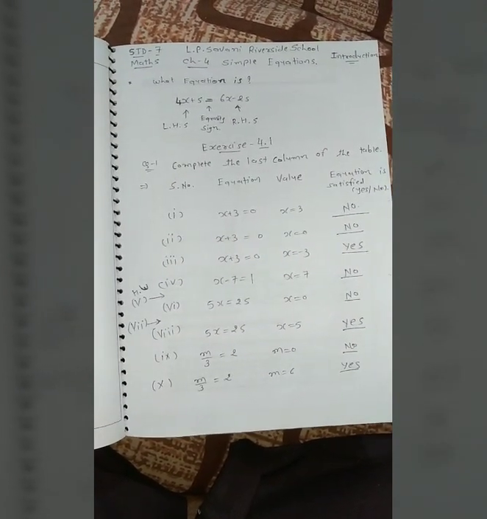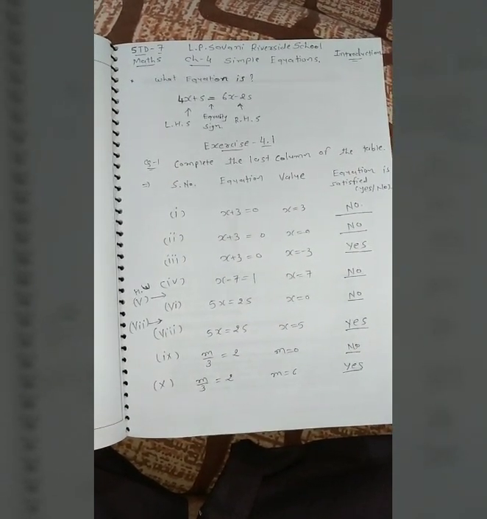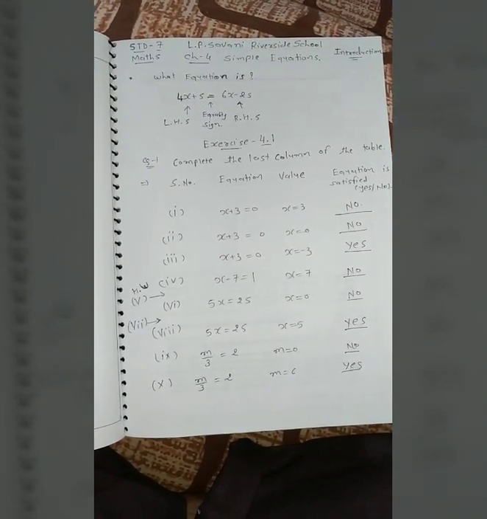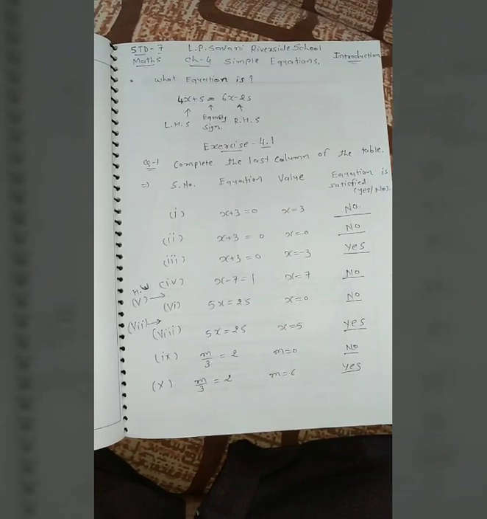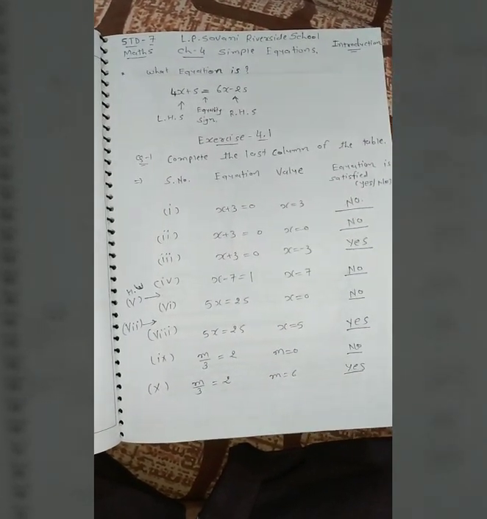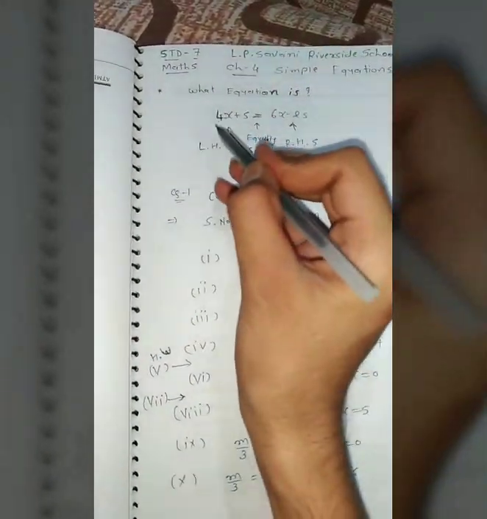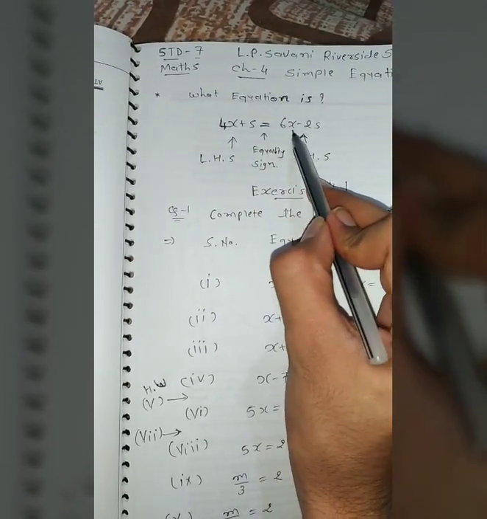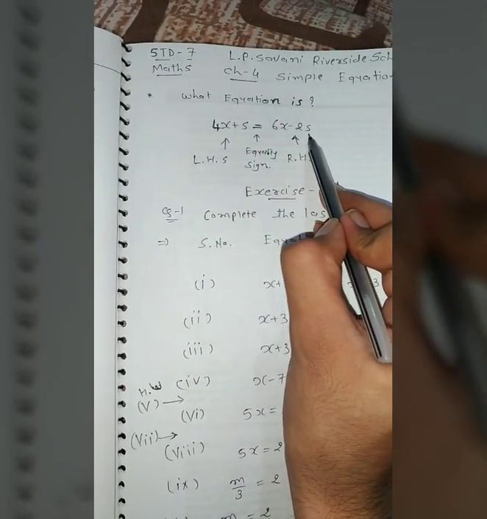In this chapter, we have to learn about equations. So we begin with the introduction of this chapter. In this introduction, we start with what an equation is. We take one example. What is an equation? You can see that here 4x plus 5 is equal to 6x minus 25.